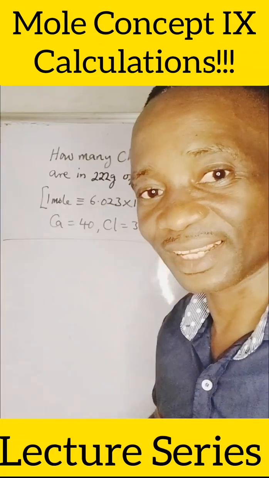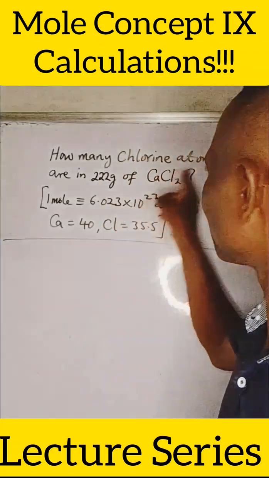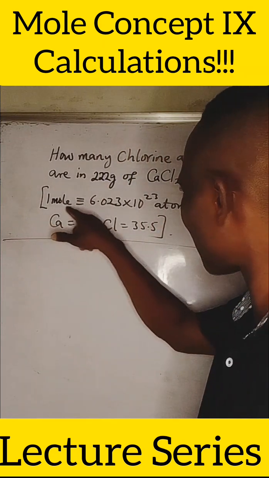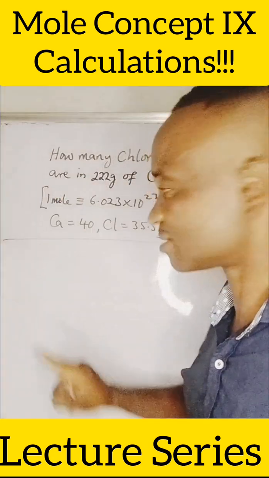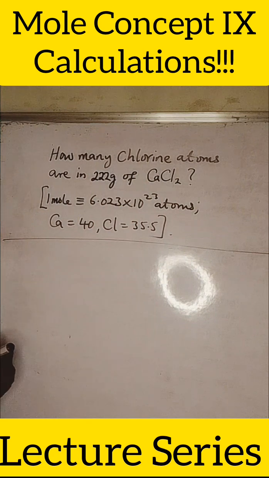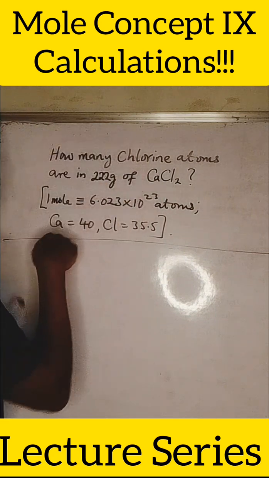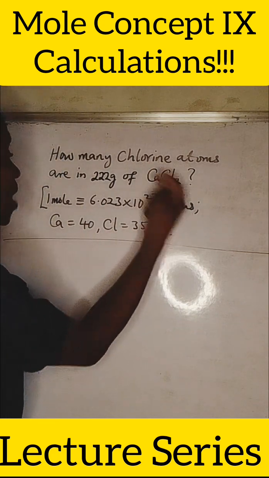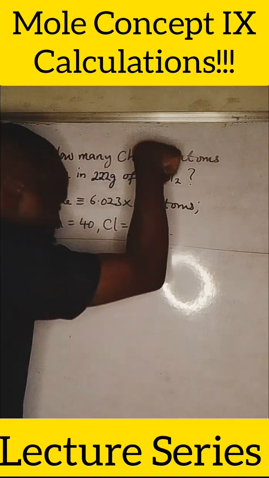This mole concept question is very interesting. How many chlorine atoms are in 222 grams of calcium chloride? The number of atoms in 1 mole of every substance is given by Avogadro's constant. So let's go. The first thing you do is that you know that they are not asking you how many number of particles of this compound. They are asking you how many atoms of one of the constituents, chlorine.